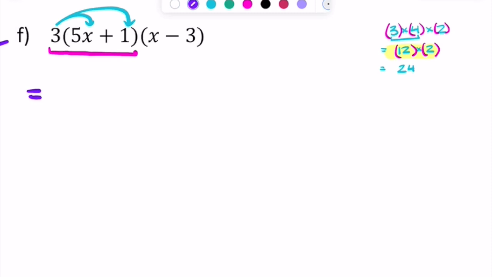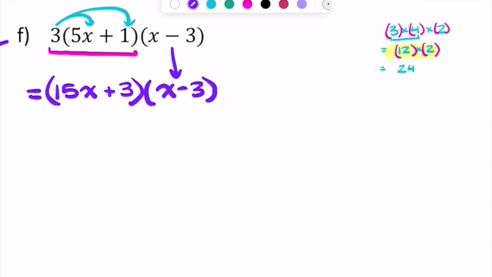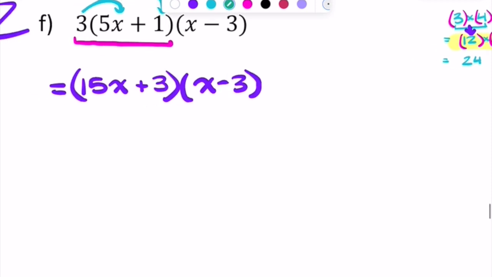3 times 5x gives me 15x. 3 times 1 gives me 3. And I'm remembering to keep that answer in brackets because there is still more distribution to do. So this guy just got copied down because I did nothing to him, just like I did nothing to this 2 here. But the key thing is that 12 stays in brackets because there's more multiplication going on. Just like this will stay in brackets because there's more multiplication going on. All right. Continuing on with those multiplications.